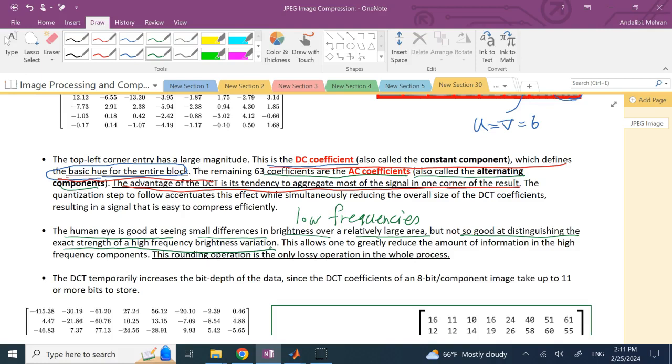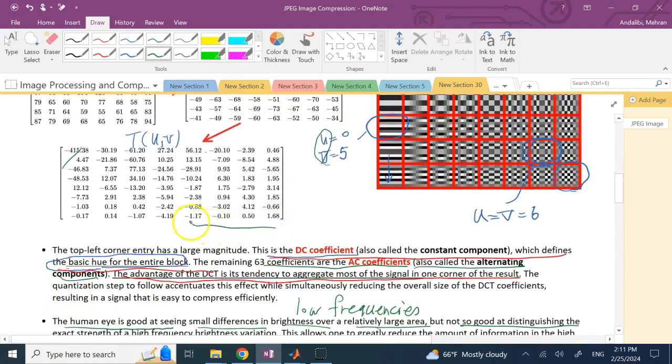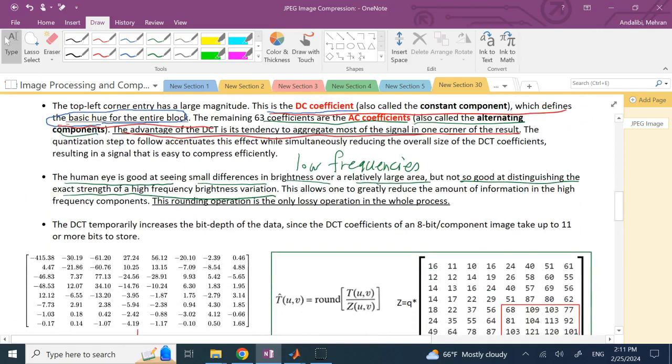So for that reason, these regions that have high frequencies, either in one direction or in both directions, we try to convert to zero and get rid of them, and only encode the low frequencies. Let's see how we can do that.